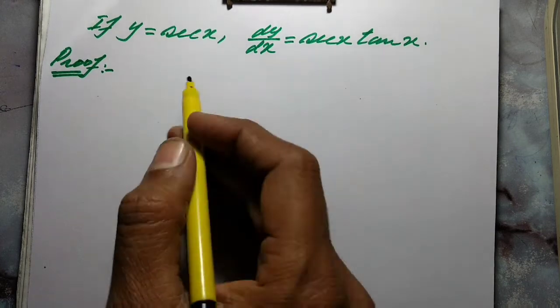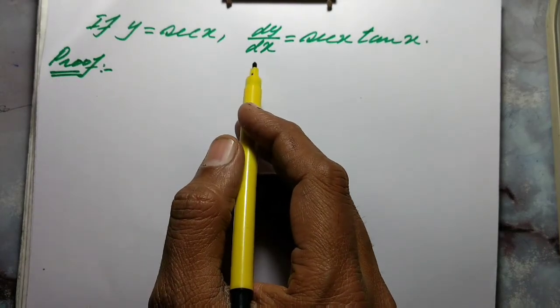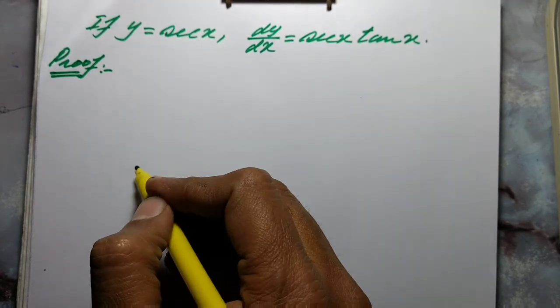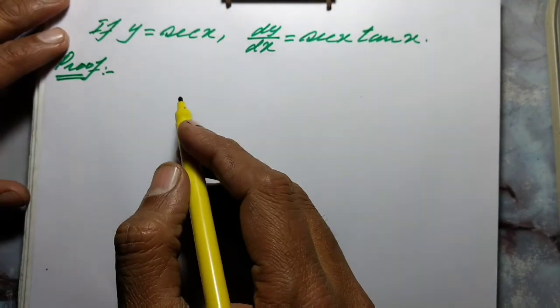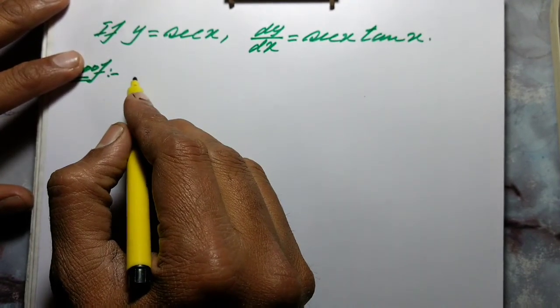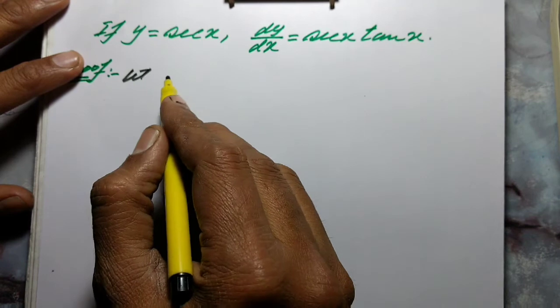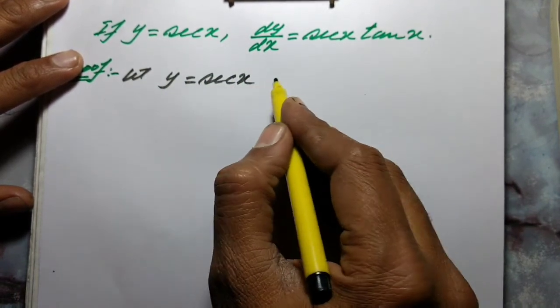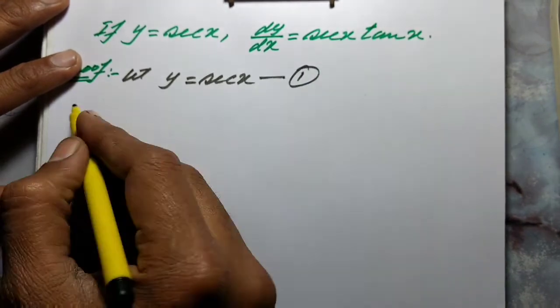As we know, if y is equal to sec x, then its derivative, that is dy upon dx, is equal to sec x tan x. In this video, I am going to prove this derivative with the help of first principle. So, let y is equal to sec x, let it be equation number 1.